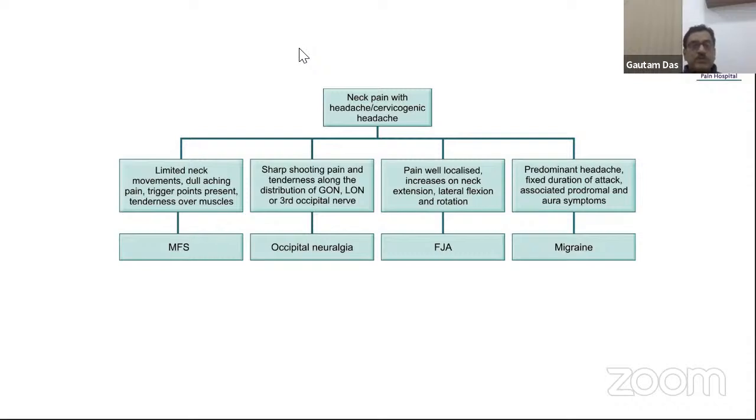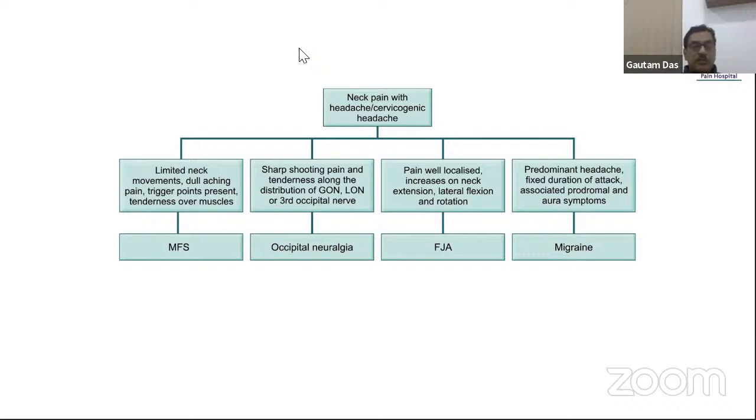So this is also called the cervicogenic headache. Here again, the cervical pathology, cervical structures, the most common one, which is the facet joint, mostly the C2, C3 facet joints. Apart from that, it can be myofascial pain, it can be occipital neuralgia, and sometimes migraines will be coming in your differential diagnosis.